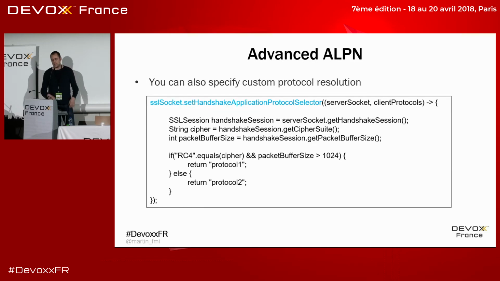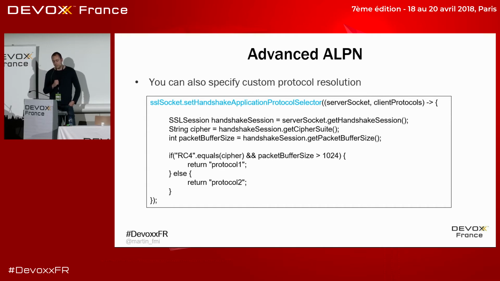However, if you want to provide some more complex logic to negotiate the application protocol, you can call the set handshake application protocol selector method over the SSL socket. And that method basically accepts a lambda with two parameters. First is the SSL server socket, and the second one is the list of the proposed client protocols. This lambda is called during the TLS handshake process to determine which is the application protocol that you need to use.